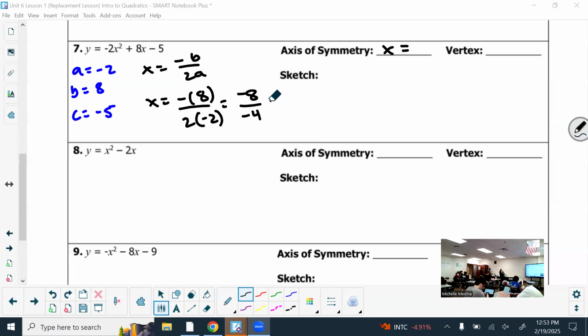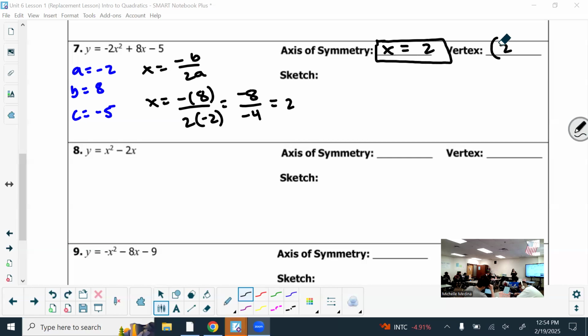And what does it equal when I divide these? A +2, actually, because a negative divided by a negative is positive. So that's my axis of symmetry. And really, make sure you're checking along the way. Use a calculator. Do that in the calculator, because if you mess up that, then the next part will already be wrong.